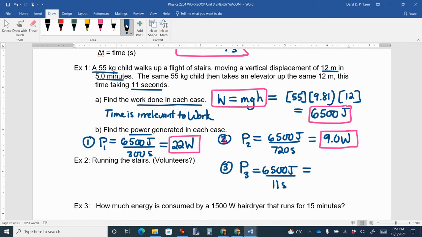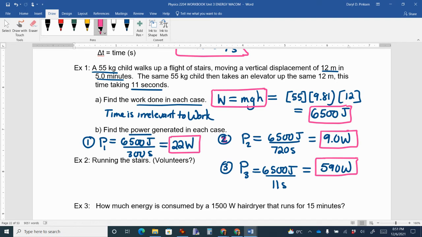Well, you get the picture anyway. If you know the work done, you divide by the time. And this is 590 watts, which is kind of like maybe a hairdryer on a low setting.